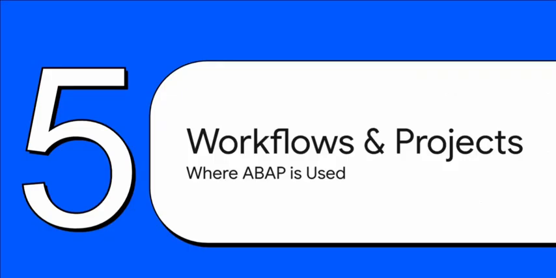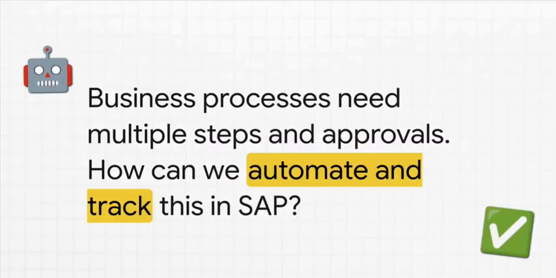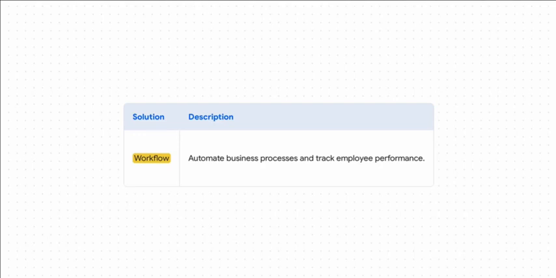Okay, now for the final piece of our RICE-FW puzzle, W for workflow. And then we're going to zoom out and see the big picture of the kinds of projects where all these skills actually come together. Think about it. A manager has to approve a vacation request, or a director has to sign off on a multi-million-dollar purchase. These things can't just happen in a vacuum. They need a clear, automated process with a bunch of different steps and approvals. And that is exactly the job of workflow.